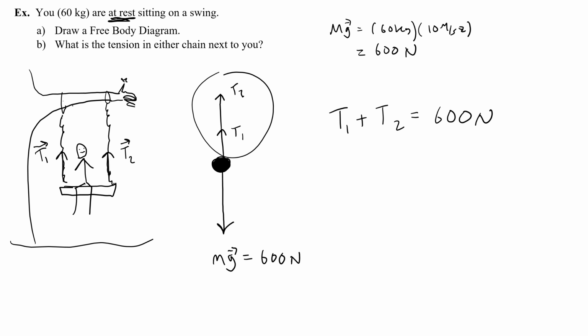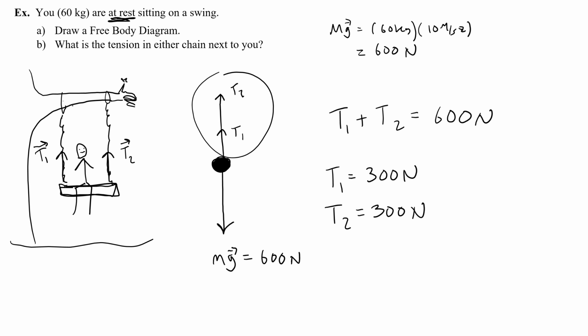And as long as we can assume that T1 and T2 are equal to each other, then we know that each of them supports 300 newtons of the weight. And again, we're totally allowed to do that because this problem implies that the swing is level, and so they would each have a little bit of support for you.